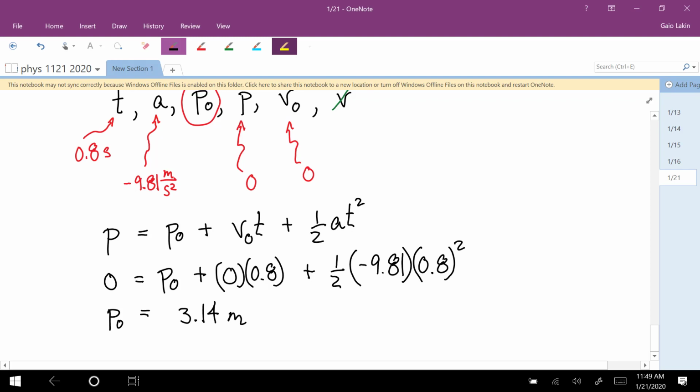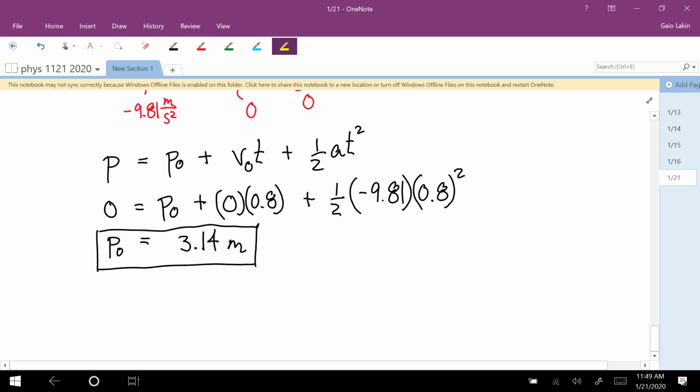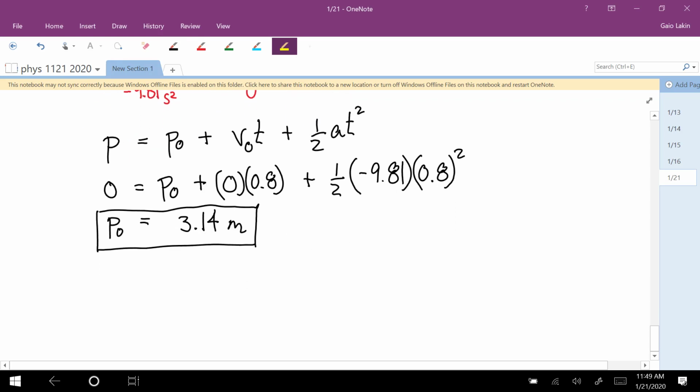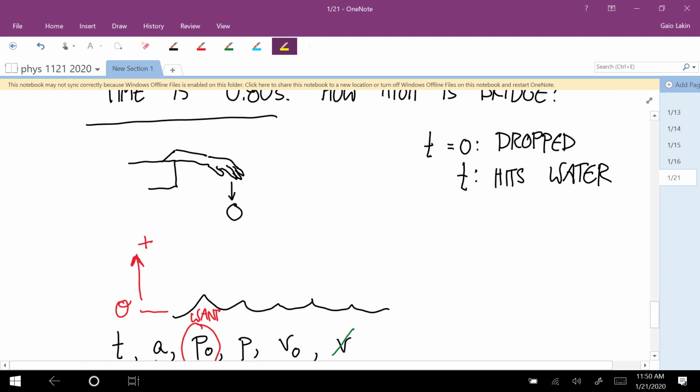What's the significance of that being pi? There's no significance. That's a random coincidence. Okay, does it make sense that that's positive? Yeah, because we know that it's dropped from somewhere in the positive direction of our 0.